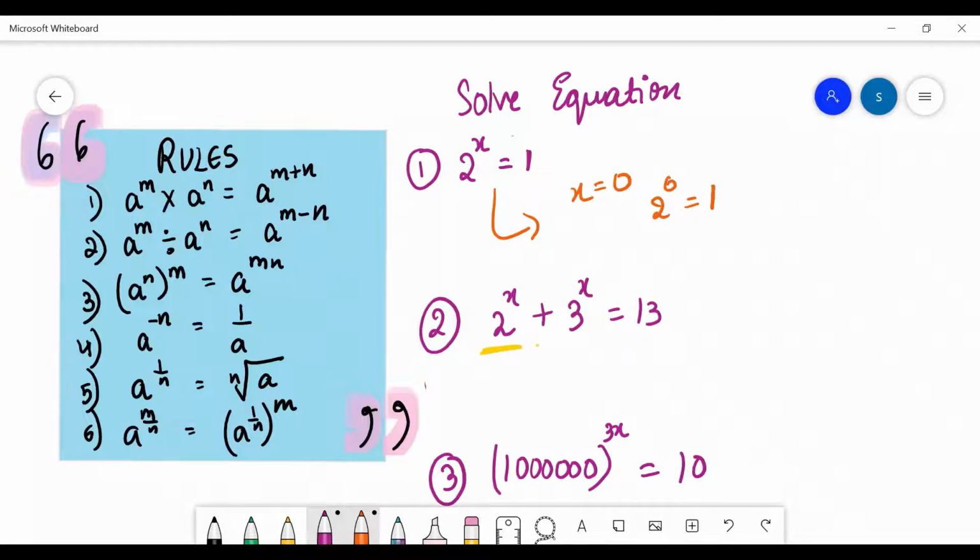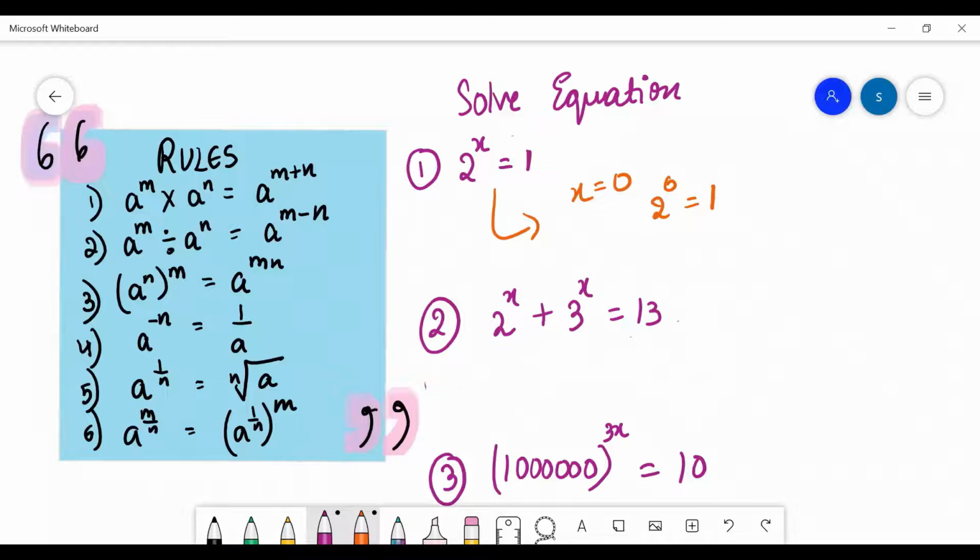Next we have 2^x + 3^x = 13. While solving equations, one of the best methods is to just hit and try. Let's take x = 1 and see if it fits the equation. If you take x = 1, you get 2^1 + 3^1, which is basically 2 + 3, which is 5. Now 5 is not equal to 13, so obviously we can't take x = 1.